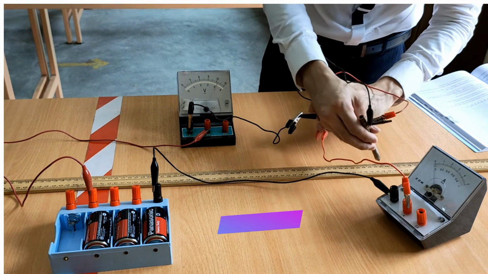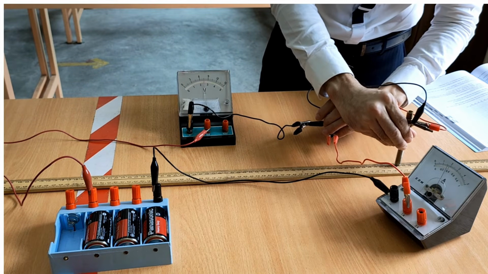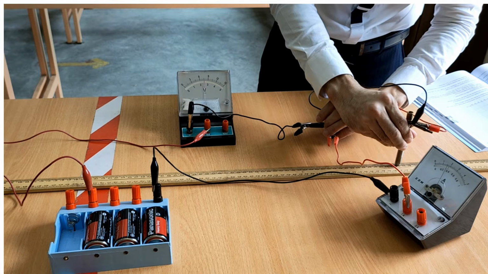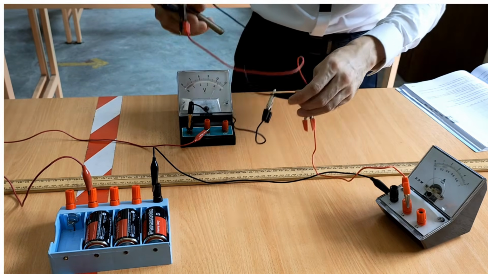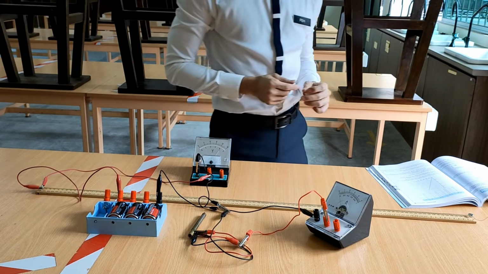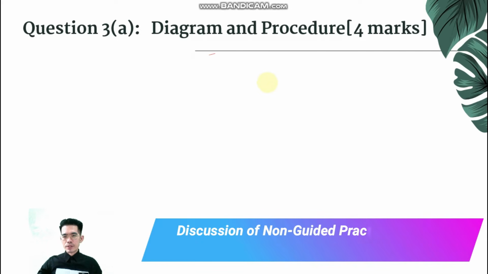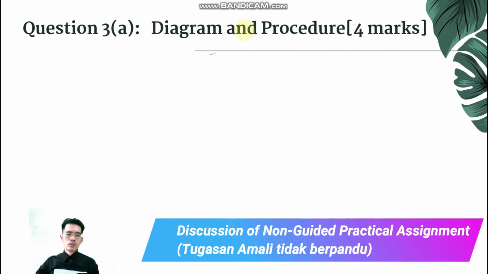Minimum 5 readings have to be taken for plotting a graph. That's all for the simulation. Thank you. Okay, so we have already finished our experiment. We get the reading of voltmeter and current. So now let us go through the question.